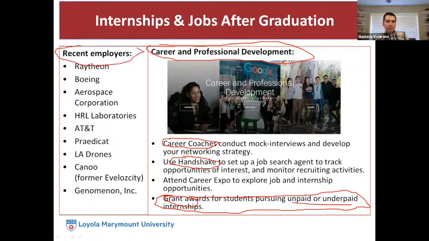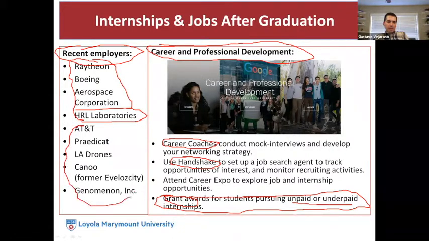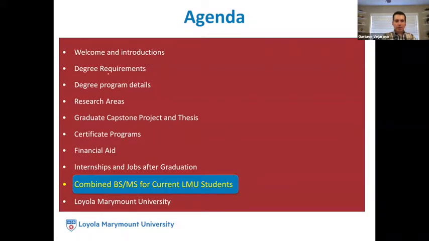Here are some of our recent employers. Basically, we have the aerospace corridor next to our campus. So we have Raytheon, Boeing, Aerospace Corporation. This is like 5 minutes away from our campus. This one is in Malibu. And then we have another set of companies that have hired our students that are not related to aerospace.